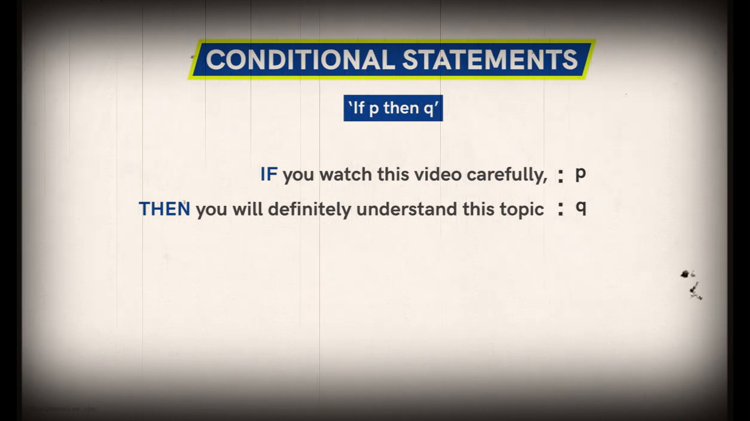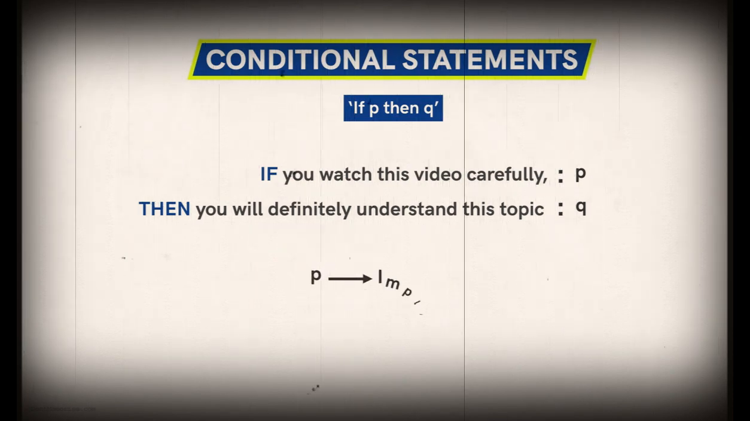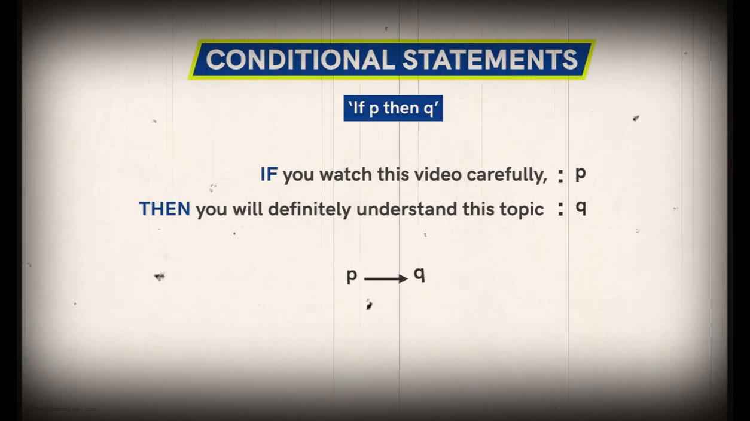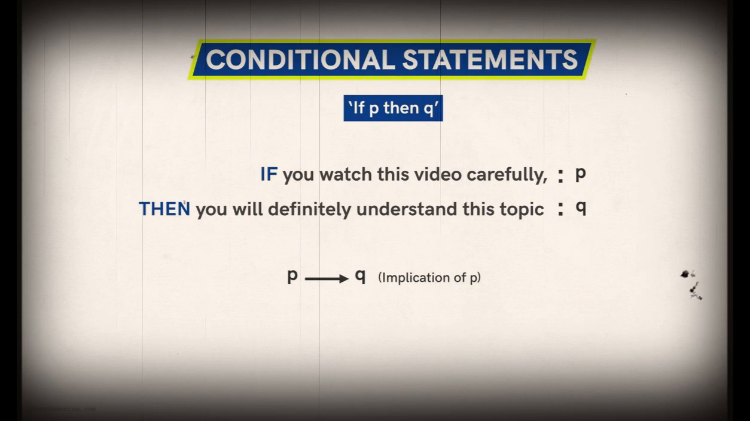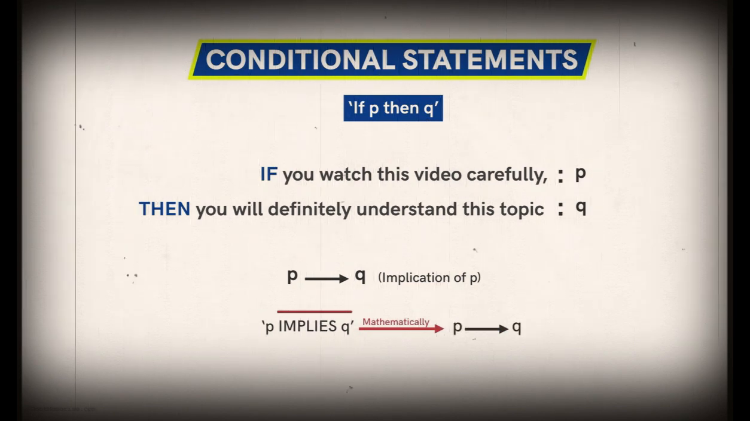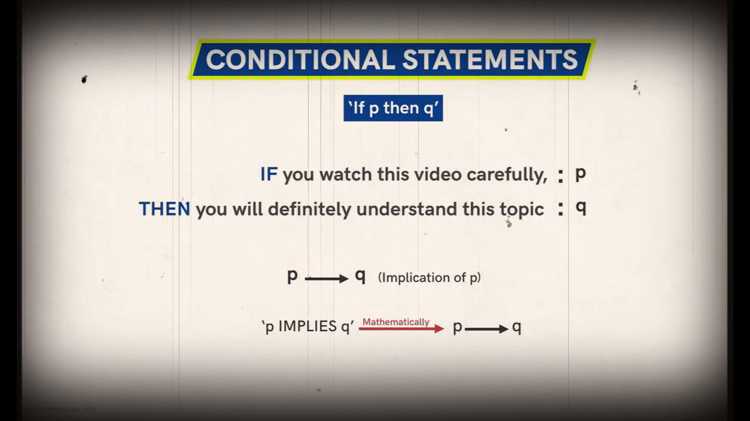Now, I want you to be a little more attentive here. In this statement, if P occurs, then what will be its implication? The implication of occurrence of P would be the occurrence of Q. So can we say that Q is nothing but the implication of P? That is, the occurrence of P implies the occurrence of Q. So we can write this as P implies Q. Mathematically, we can also write it as this, which is read as P implies Q, which means that if P happens, then Q will definitely happen. That is, if P, then Q.